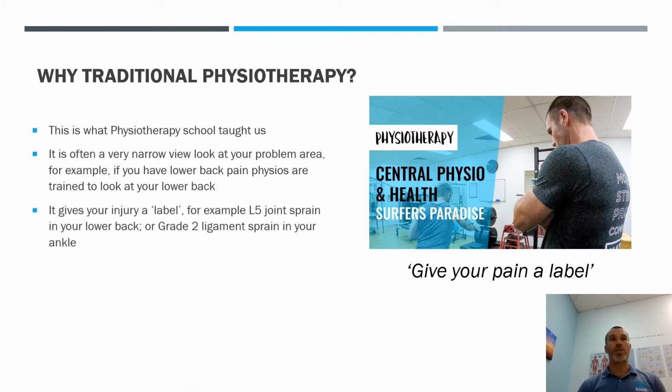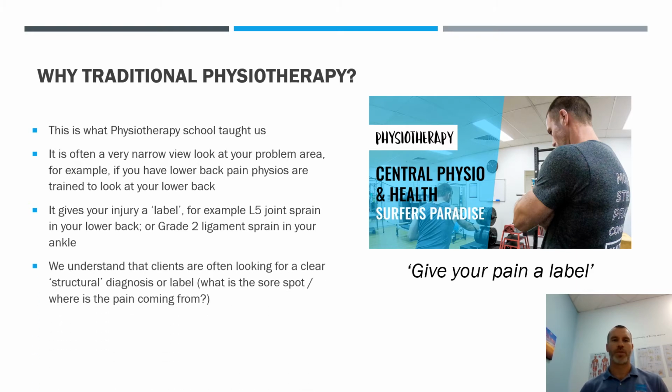It can give your injury a label. So for example, you can leave the session knowing that you have an L5 joint sprain in your lower back, or you could leave the session knowing that you have a grade 2 ligament sprain in your ankle. We understand that this is very important to clients, so clients are often looking for a very clear structural diagnosis, as I've listed above, or a label. So clients want to know what is the sore spot, where is the pain coming from.